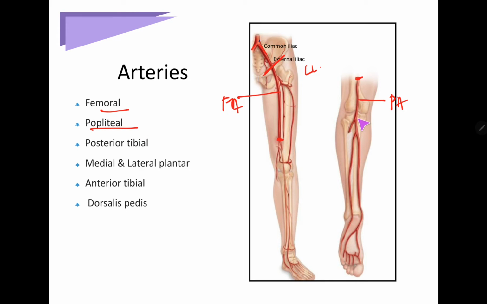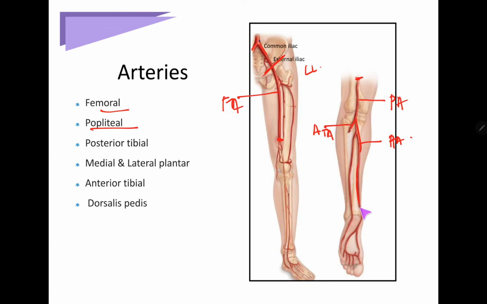The popliteal artery, at the lower end of the popliteus muscle, terminates into its terminal branches. One is the anterior tibial artery and the other one is the posterior tibial artery. This posterior tibial artery descends along the posterior aspect of the leg.